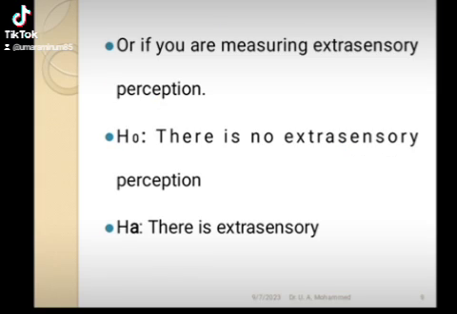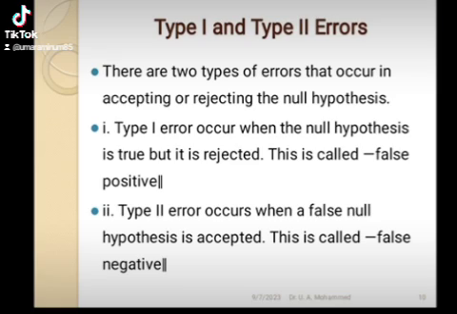Or if the researcher is in public health and is measuring extrasensory perception, then there is no extrasensory perception is the null hypothesis, and there is extrasensory perception is the alternative hypothesis. Type 1 and type 2 error. There are two types of errors that occur in accepting or rejecting the null hypothesis. Of course, researchers are not 100% perfect. So type 1 error occurs when the null hypothesis is true, but it is rejected. This is called the false positive. Type 2 error occurs when a false null hypothesis is accepted. This is called false negative.